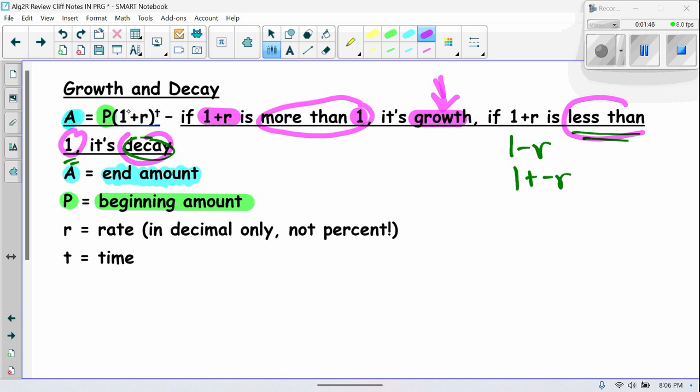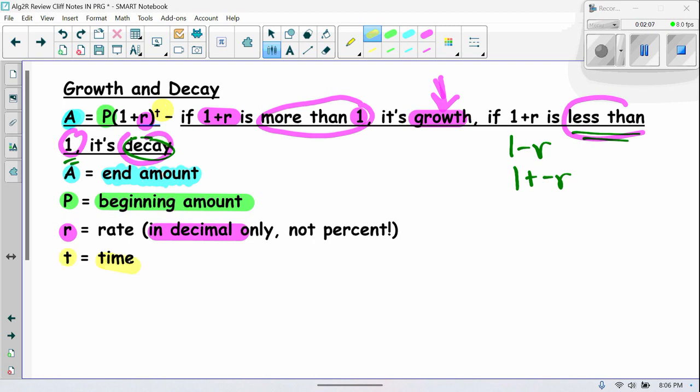Last but not least, I should make a note here. The r value, whatever you're adding or subtracting, is actually your rate. And we don't want to put that percent in the formula. We want that in decimal format. We don't want the percent sign there.